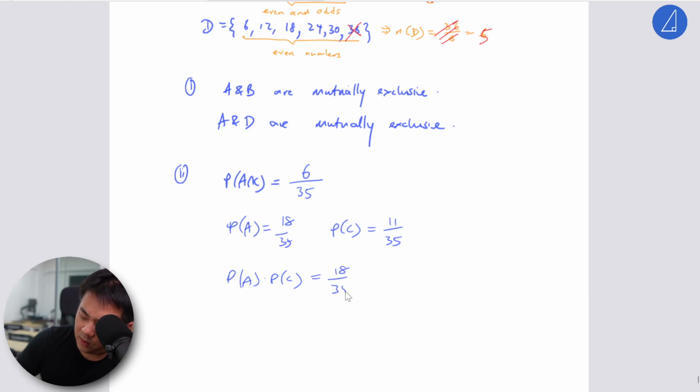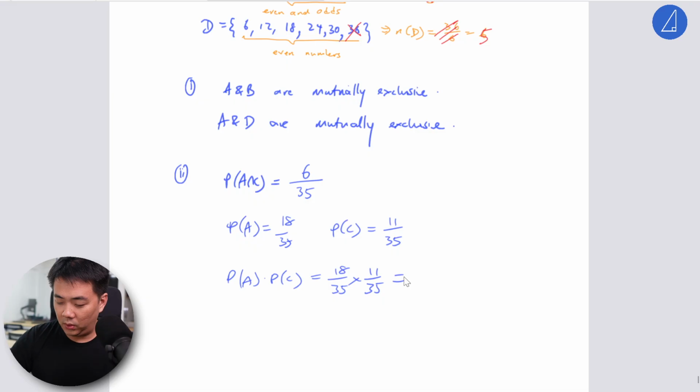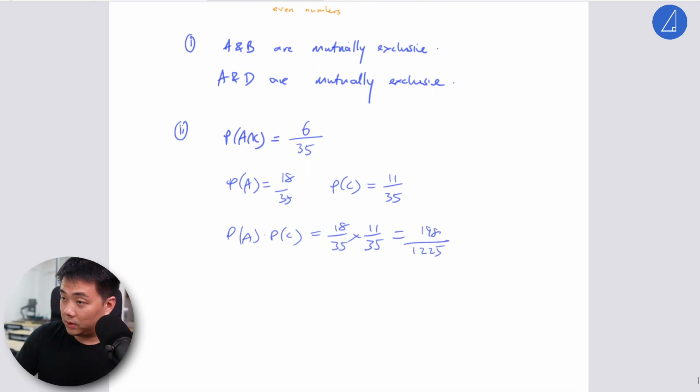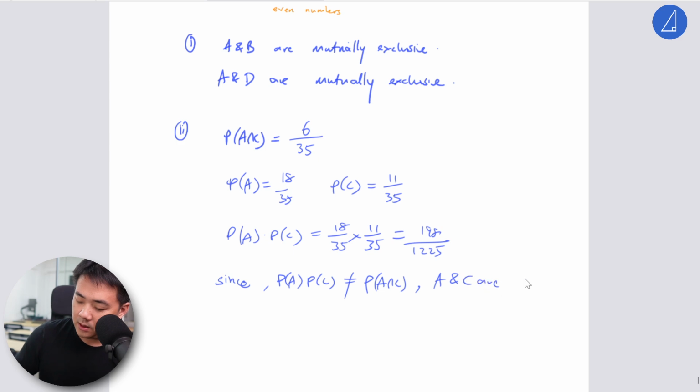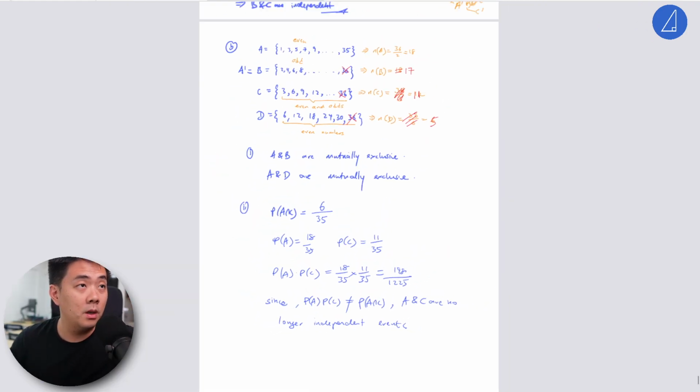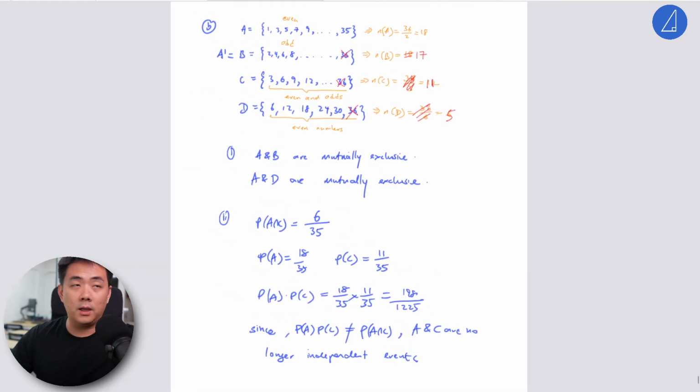Actually, you don't need to. They just ask whether it is mutually exclusive. You can just say no. I don't think you need to write down the working, unless they say explain. So since P(A) times P(C) is no longer P(A intersect C), A and C are no longer independent events. There you go. So this is just even odd I think, yeah.